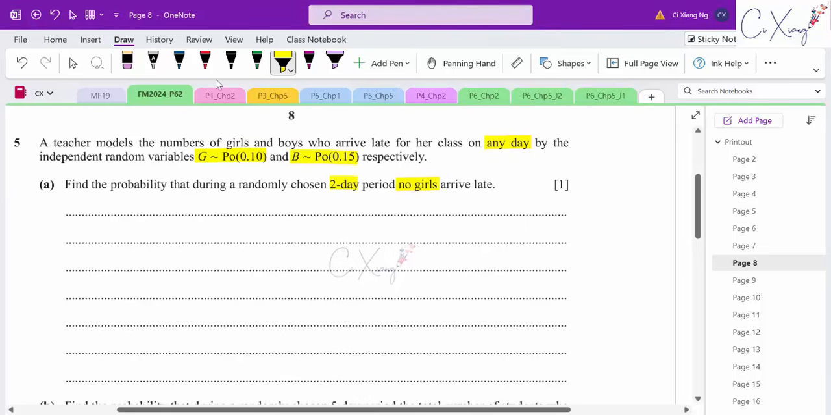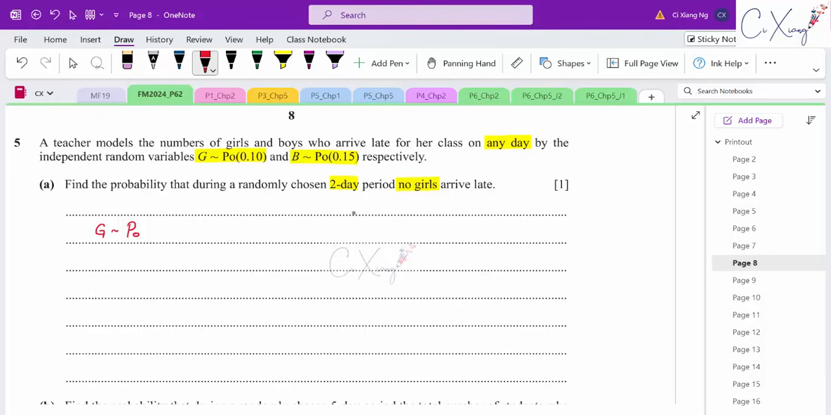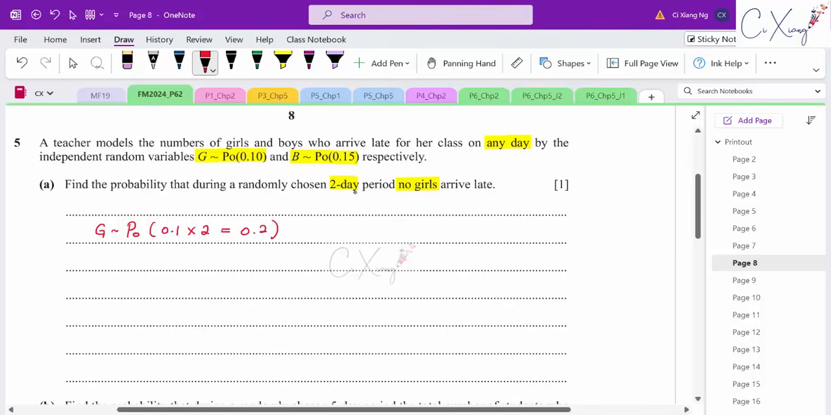No girls arrive late. Okay, for this question, since we know that it is Poisson distribution, to calculate the probability you need to be aware that the 0.1 given in the question is for 1 day. Any day means 1 day. And now we are interested in a 2-day period. Before we can calculate the probability, we have to change the lambda to a 2-day one. So 0.1 is for 1 day. You have to multiply it by 2 to get the 2-day lambda, so your 2-day lambda will be 0.2.